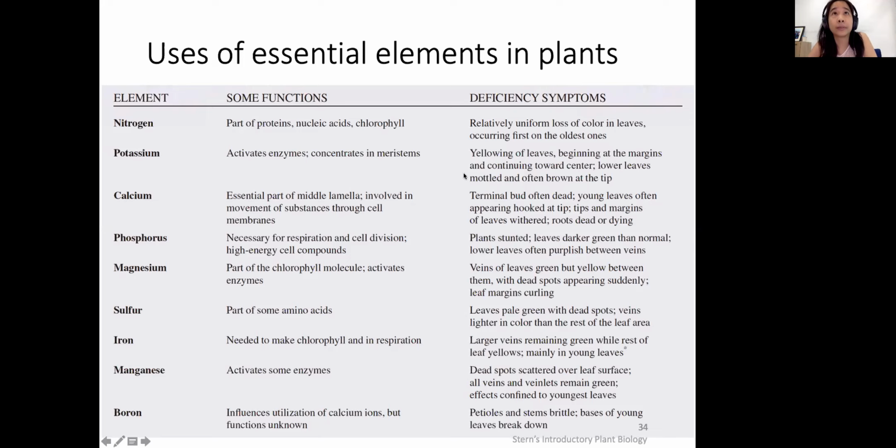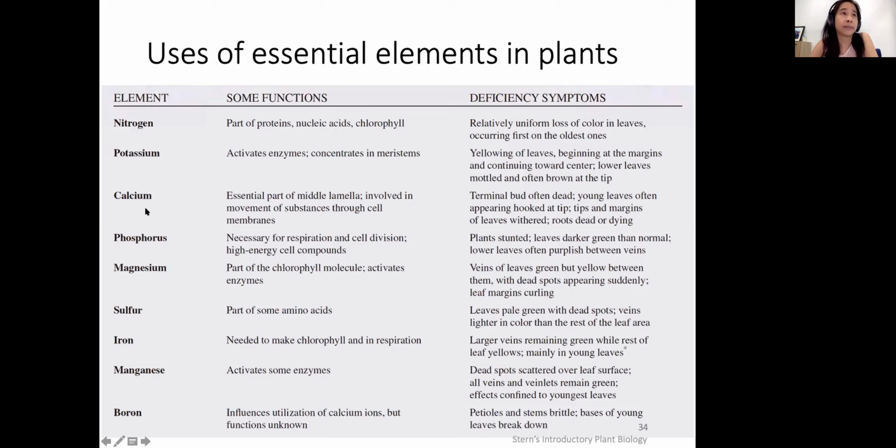So when the plant is deficient of potassium, the leaf will again turn yellow, but the difference is the margin will show some symptom at the margin of the leaves toward the center. The margin will turn yellow first, and then the lower leaf is mottled, and then brown at the tip of the leaves.